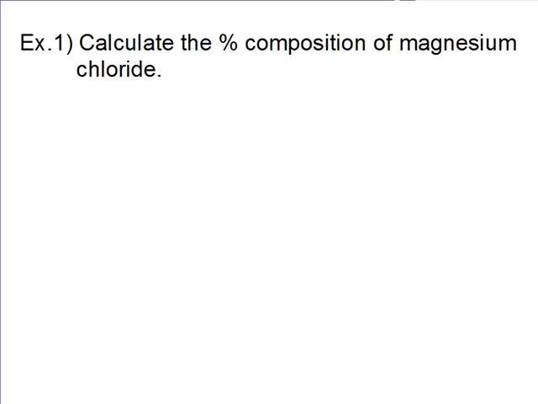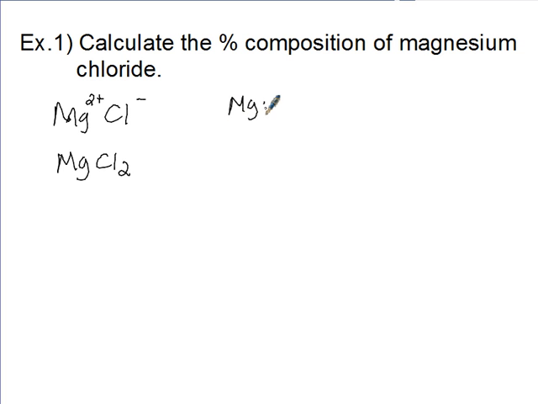So in order to calculate percent composition, we need to have a formula. So we need to figure out the formula of magnesium chloride. So we have Mg and Cl. Magnesium is a metal, and therefore this is an ionic compound. So magnesium has a charge of 2+, chlorine 1-, and after we cross the charges, we should end up with a formula of MgCl2. So we're going to find the molar mass of MgCl2.